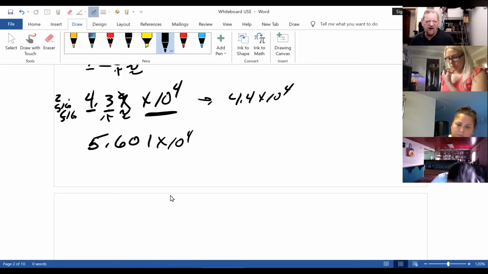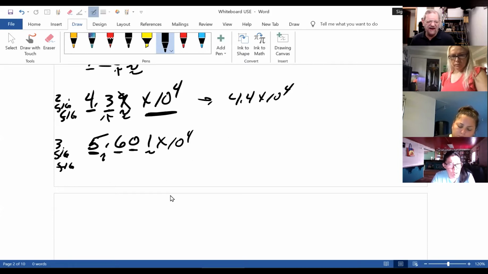How would you round this off to 3 sig figs? And I'll do this before I share. Keep this, keep this. Notice this is a 0 after a decimal. Therefore, this is my 3rd significant figure. This is the one to round off. When it's past the decimal, you would just drop it because it's 4 or less, and this would be 5.60 times 10 to the fourth.